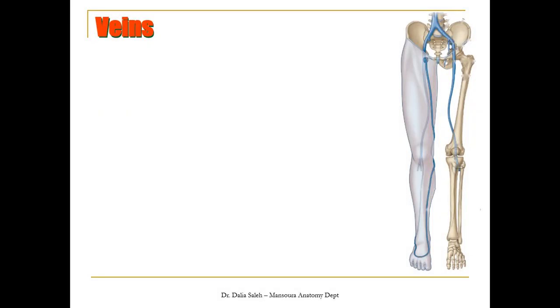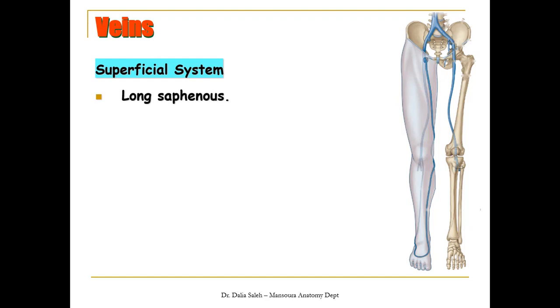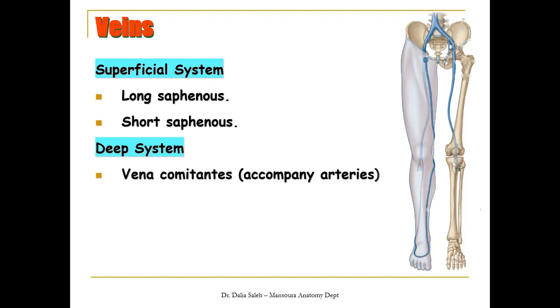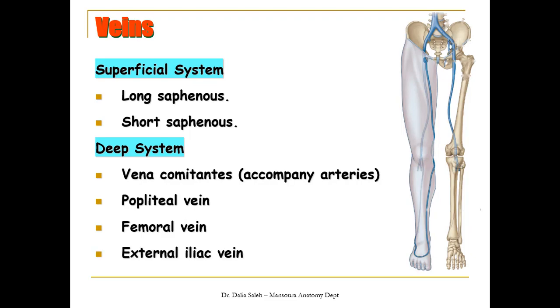For the veins of the lower limb, we have two sets of veins. We have the superficial system, which is formed of long saphenous and short saphenous veins. And we have the deep system of veins. They start with vena comitans that accompany the tibial arteries. They then unite to form the popliteal vein, which passes through the adductor hiatus opening to change its name into femoral vein, and then the femoral vein passes beneath the inguinal ligament to form the external iliac vein.